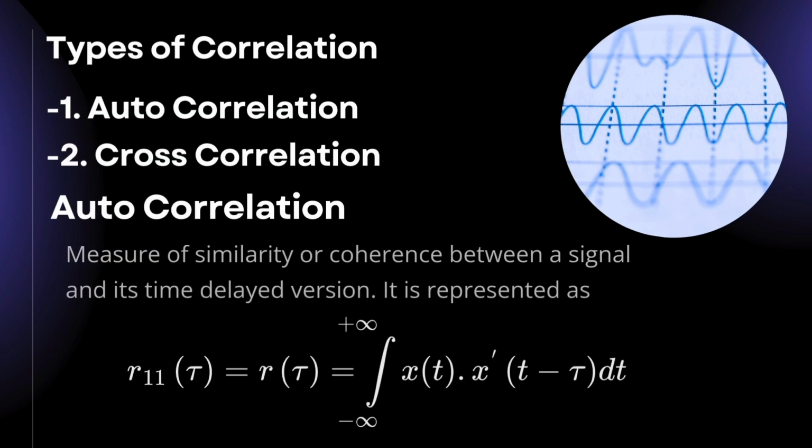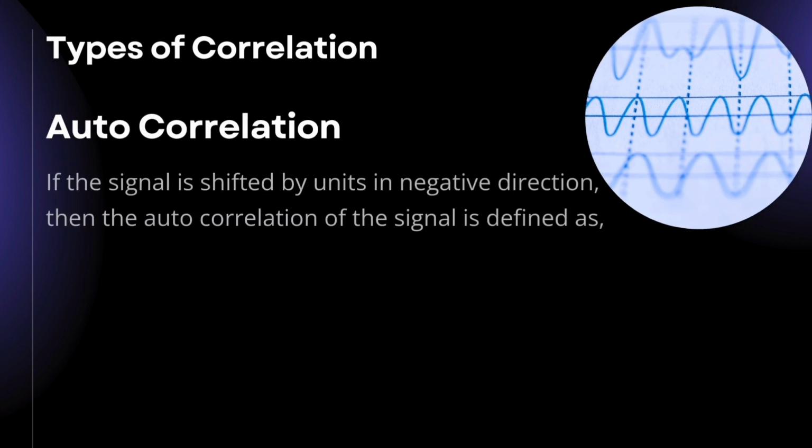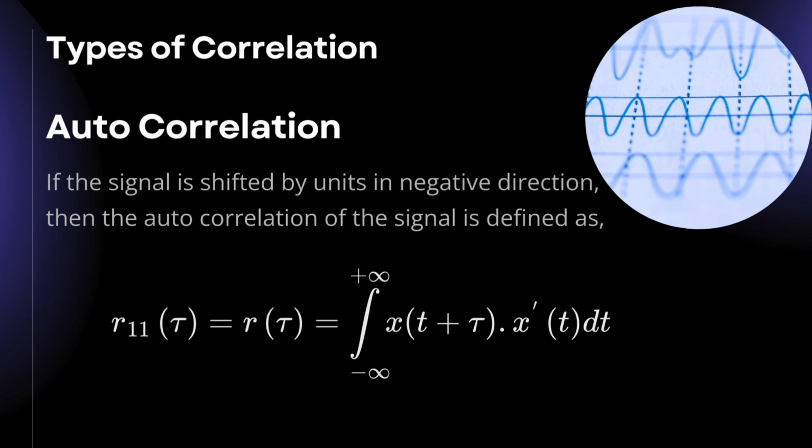Mathematically, it is expressed as r of xx tau is equal to the integral from minus infinity to plus infinity of x of t times x conjugate of t minus tau dt. If we shift x of t by tau units in the negative direction, then autocorrelation becomes r of xx tau is equal to the integral from minus infinity to plus infinity of x of t plus tau times x conjugate of t dt. This is a powerful tool for analyzing signal stability or periodicity.